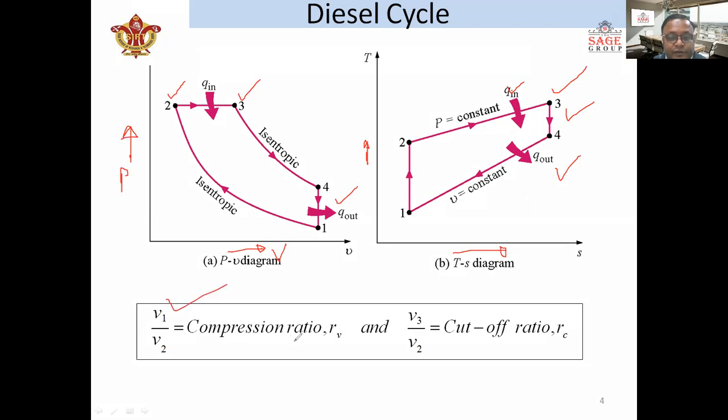V1 and V2 is called a compression ratio, already discussed in the Otto cycle. V3 by V2, that is called a cutoff ratio. So here point 3 is showing the cutoff point where the fuel supply is cut off. यहाँ पे फ्यूल की सप्लाई को कट ऑफ कर देते हैं. So this is the PV and TS diagram where the thermodynamic processes are explained clearly.